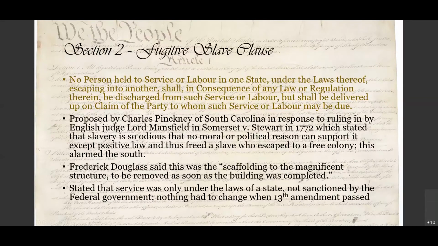Also note that it stated the service was only under the laws of the state. So it says in one state under the laws thereof. So it was only sanctioned by the states, not by the federal government. So when the 13th Amendment, which abolished slavery, was approved after the Civil War, the Constitution itself didn't need to be changed because there's nothing in the Constitution that says slavery is sanctioned by the federal government. Only particular states had laws that sanctioned it.